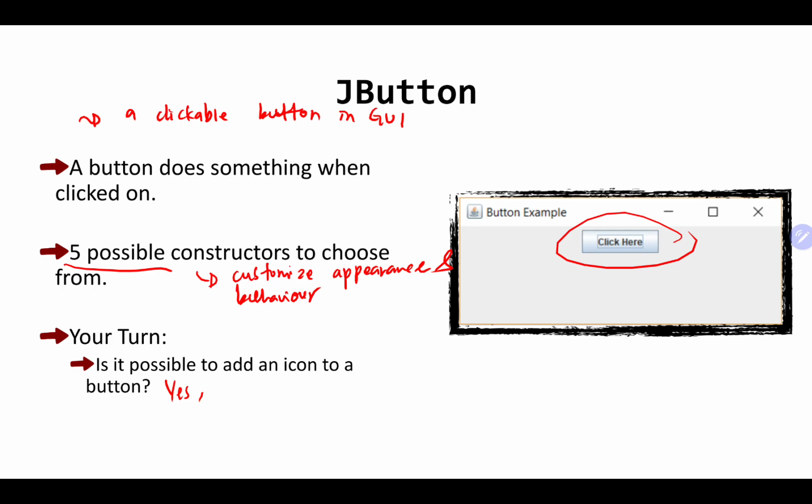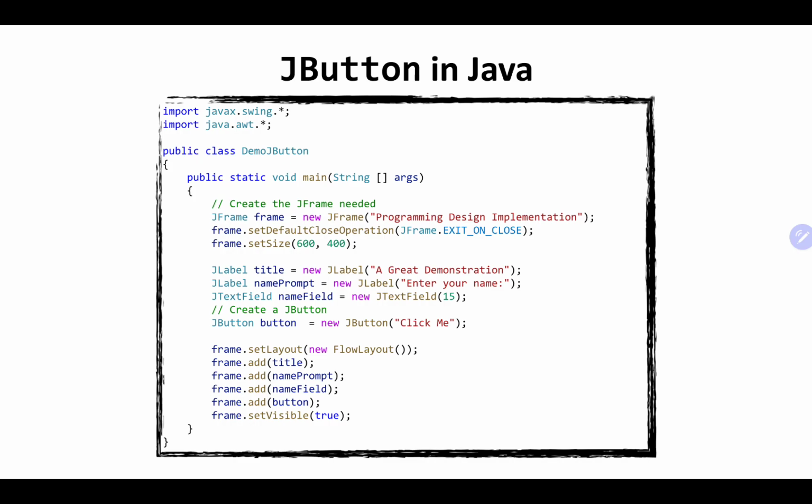Okay, so we go through an example. Okay, here we have a JButton in Java example. First we create, this one is just normal code here, and see at this part, JButton dot button. So inside this JButton, we want to type what text we want it to display. So here, display click me.